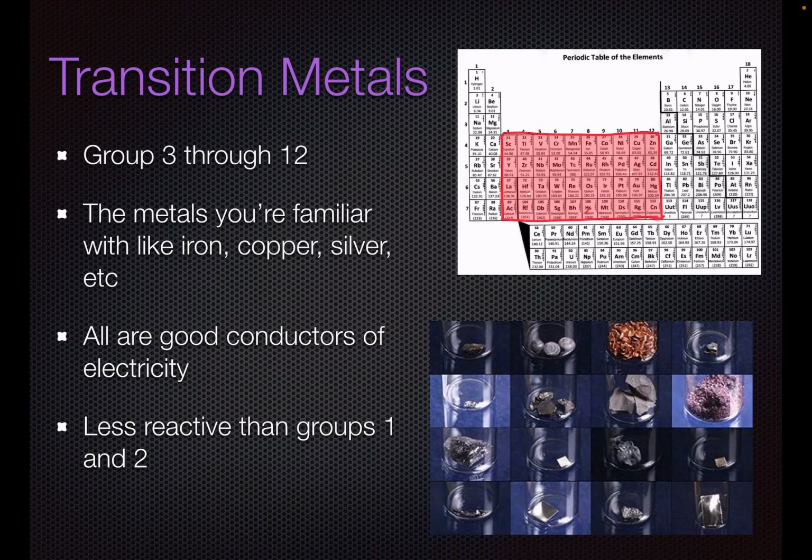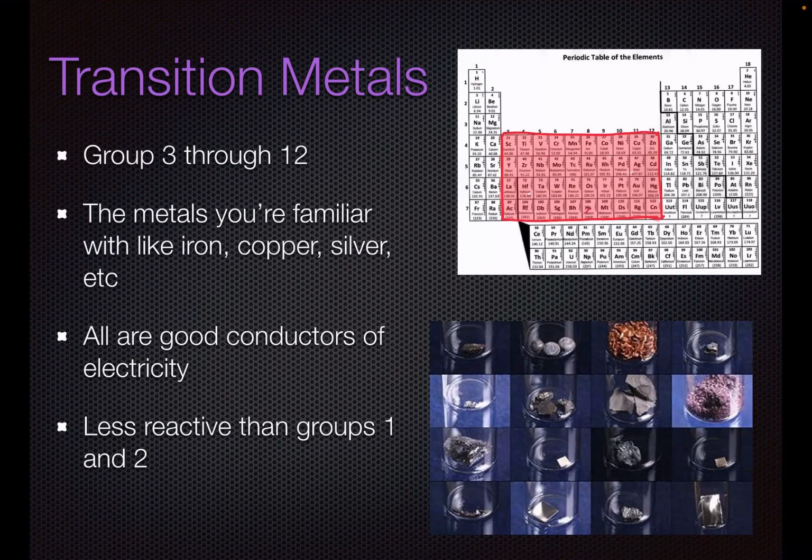So the transition metals make up group 3 through group 12. They're metals that you're familiar with, like iron, copper, silver, some of those ones that have come up and that you might even know the chemical formulas for. They are all generally good conductors of electricity. They can be used to conduct electricity through wires or other methods. They are significantly less reactive than the alkali and the alkaline earth metals.